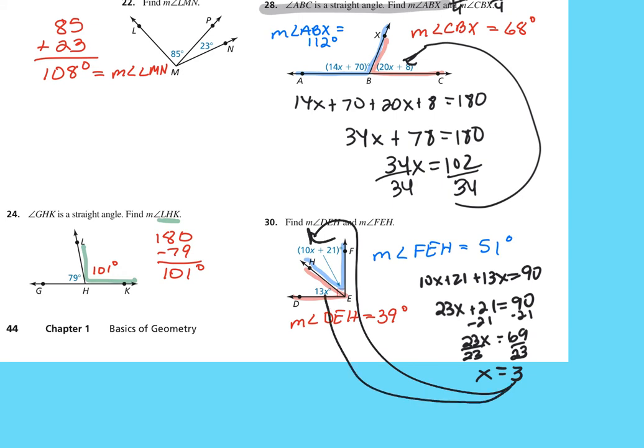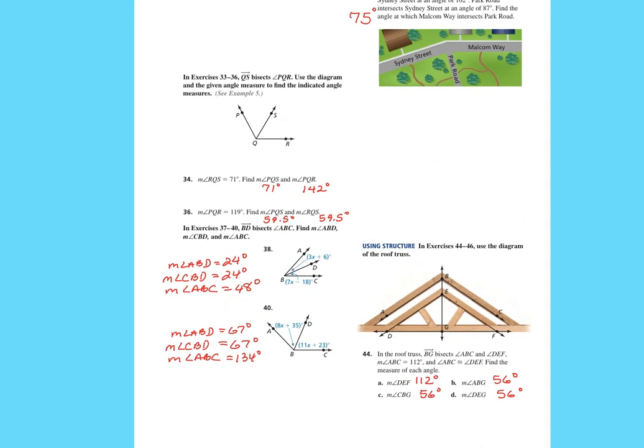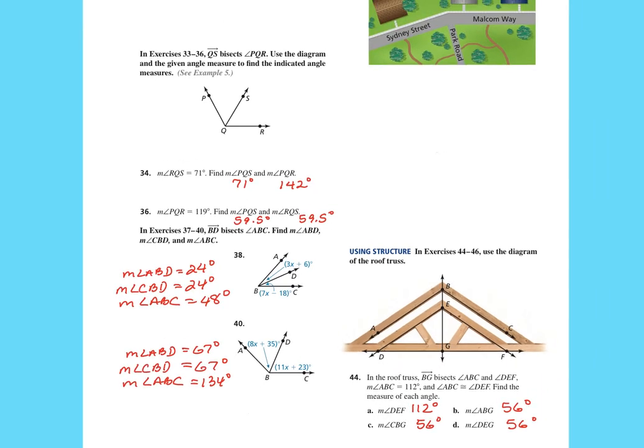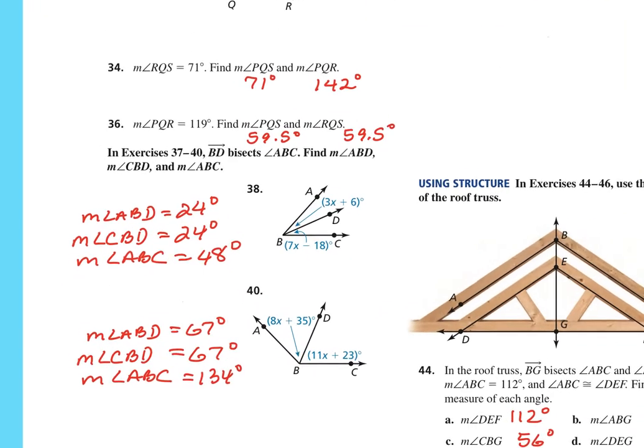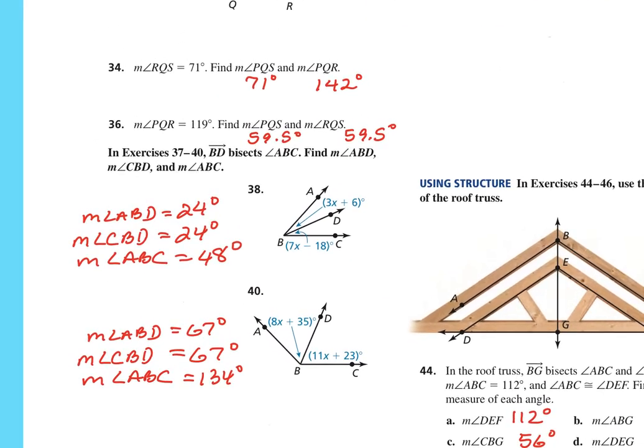I mean, better to make a mistake like that on the homework than on a quiz or a test, right? I think I did them right, but I don't know. All right, 34. Like, if you don't know, how am I supposed to know? 34. Oh, it's so blurry. 34 is 71 for PQS. I mean, PQS, sorry. And then 142 for PQR. 36, this is 59.5, and this is 59.5. Yeah. I know, I'm going to read them out loud, but I know it's blurry. This one's 71, and this one's 142.